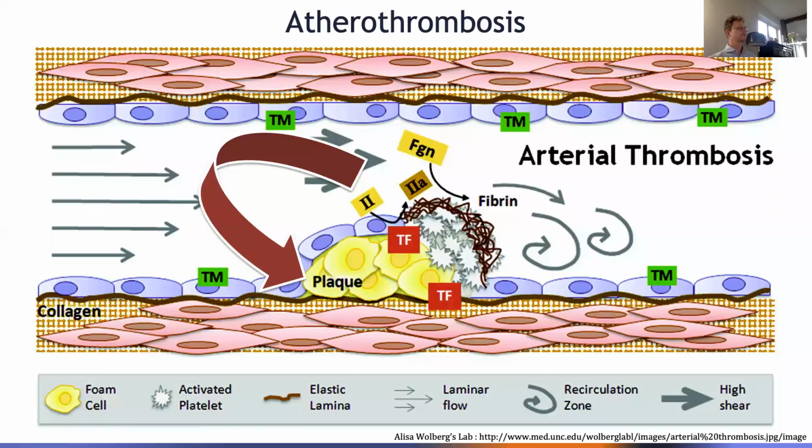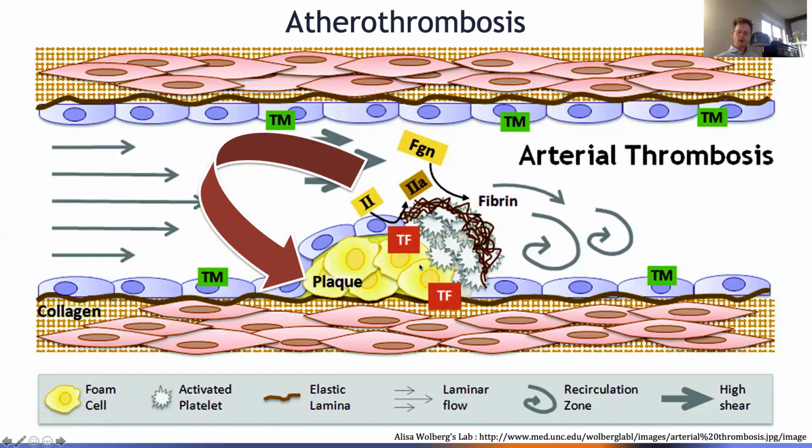In the later stage, as I've already mentioned, this plaque is prone to rupture, thereby releasing the highly procoagulant content of the plaque, with lots of tissue factor that drives thrombosis. This plaque content activates platelets, it activates the coagulation cascade, and you end up with an atherothrombosis.